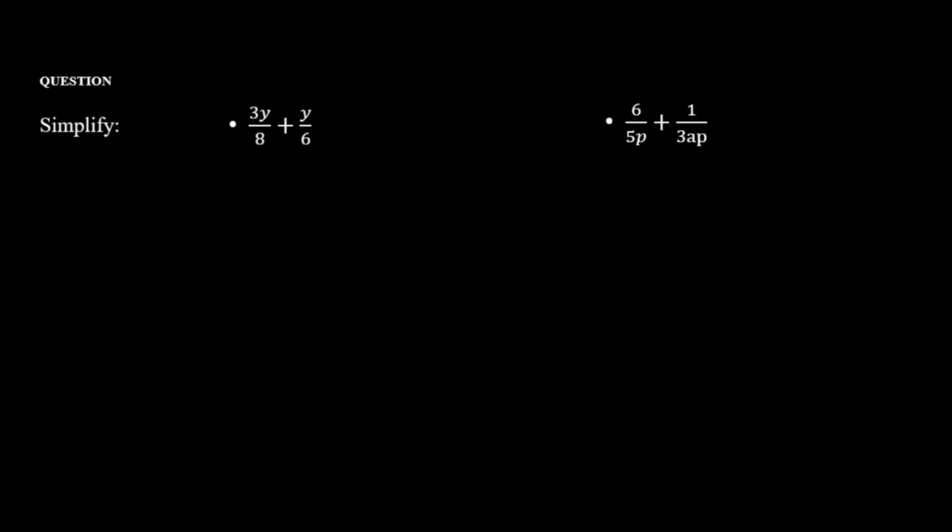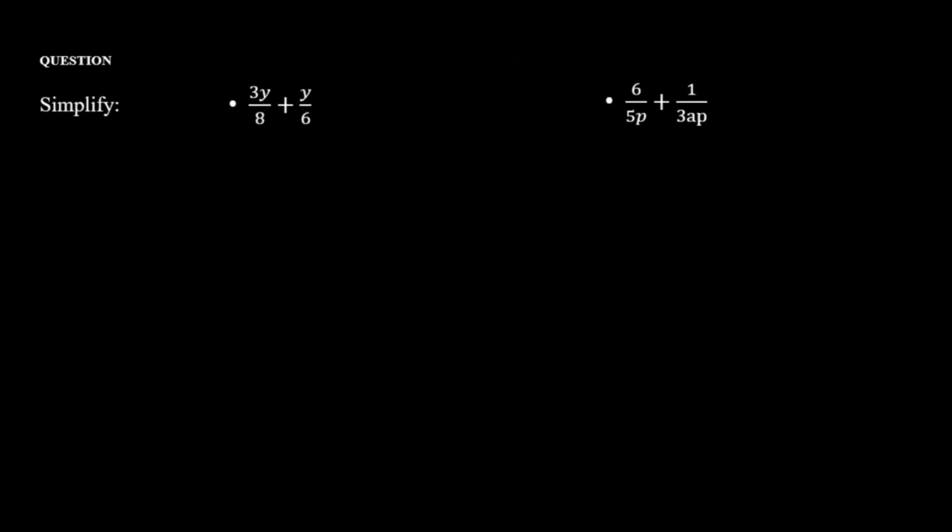Let's see what it really looks like. So here are 2 fractions that I want to simplify. I'm going to start with 3y over 8. Let me write it out. Plus y over 6. So I have both these fractions. The denominators are a little larger than the ones before. So I'm going to try and find the LCM of both of these. So what would be the LCM of 8 and 6?